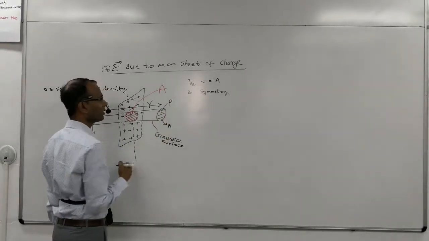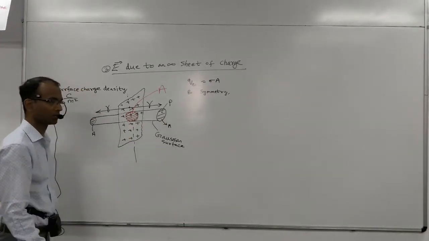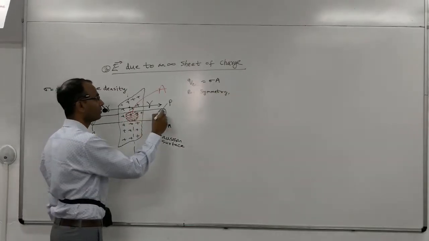So this is the point of interest. So my Gaussian surface lies on that point of interest. So at any point in front of the sheet, what will be the direction of electric field? Nikunj?